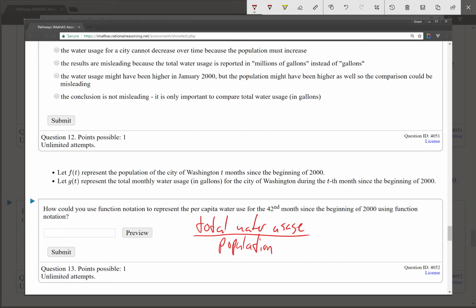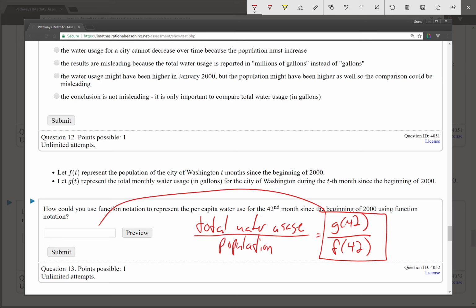And on the 42nd month since the beginning of 2000, the total water usage was g of 42, just based off of our function definition. And the population in that month was f of 42. So this expression right here represents the per capita water use for that 42nd month since the beginning of 2000. So this should be our answer, and that's how we use function notation to represent this per capita water usage.